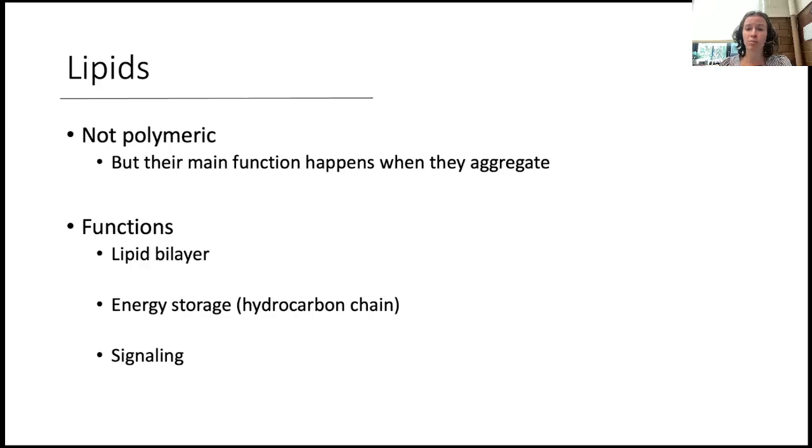They are incredibly important, especially to the function of our cells, hence the lipid bilayer named after lipids. But they're also important for energy storage, so if you take biochemistry 2, you'll probably learn more about this. And they are important for signaling, so if you've taken any cell and molecular class, you might learn a little bit more about that then.